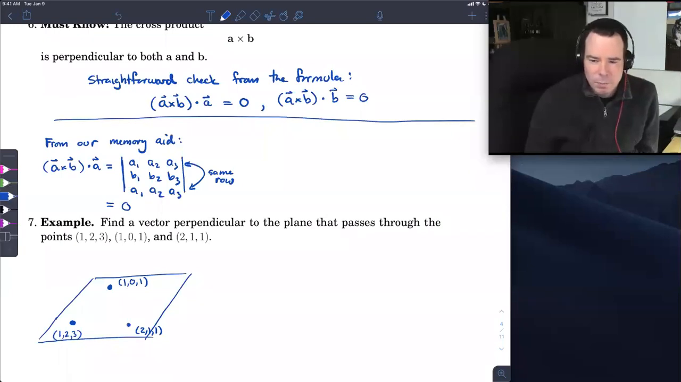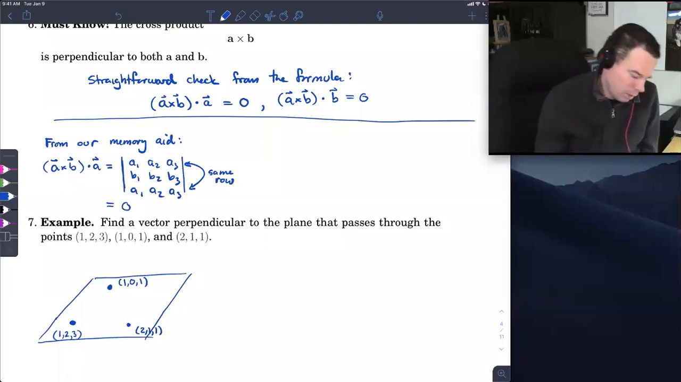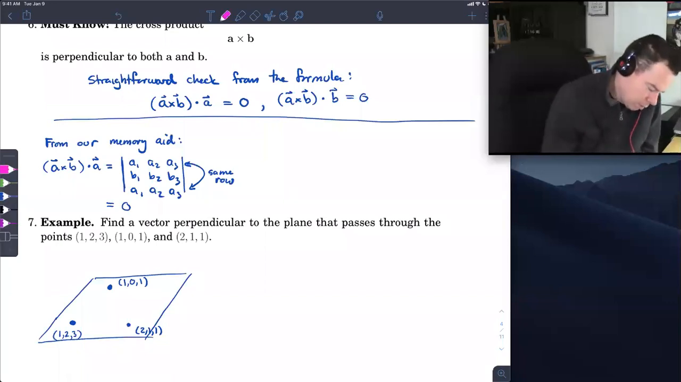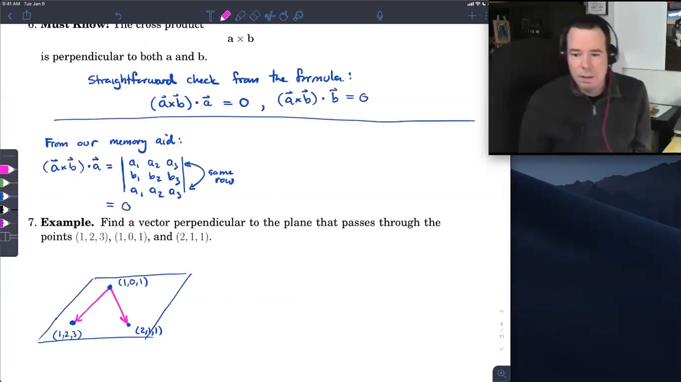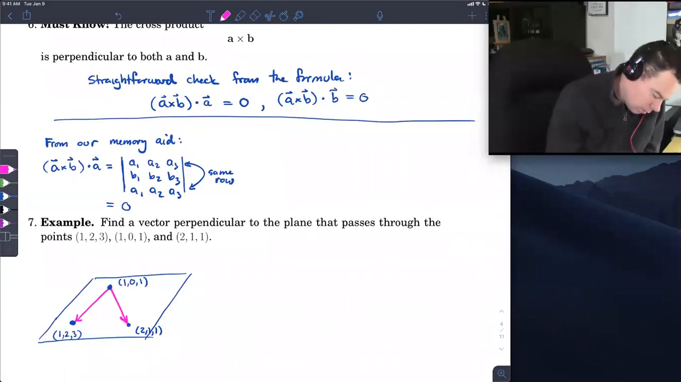So if I want to find a vector that's perpendicular, what I could do is say, well, if I can find 2 vectors in this plane, then I could take the cross product of them, and that would give me a vector perpendicular to those 2 vectors, and therefore a vector perpendicular to the plane. So the first thing I'm going to do is construct 2 vectors in the plane. So maybe I'll take these 2 vectors. I'll call this one, let's say, A, and this one B.